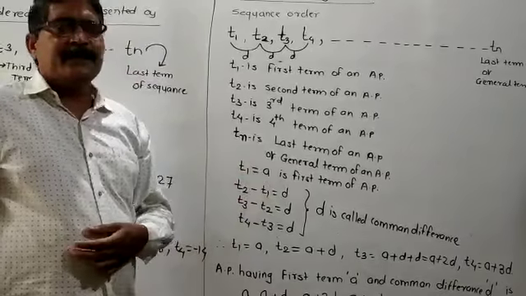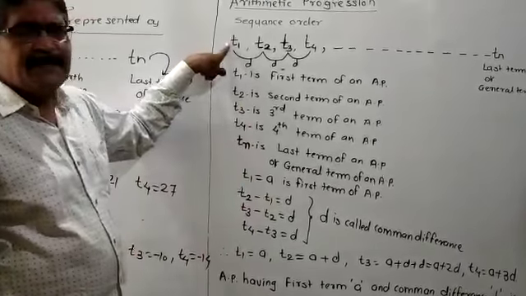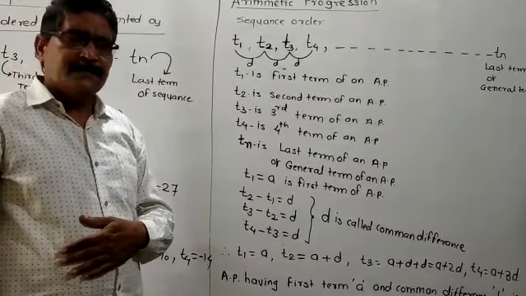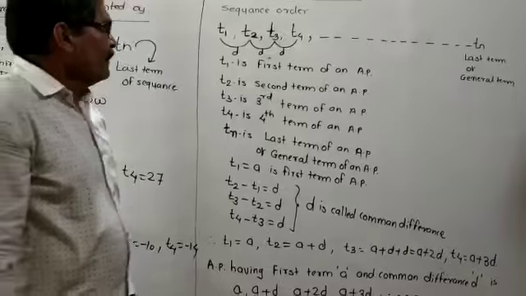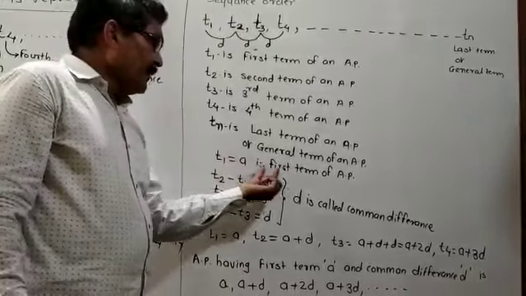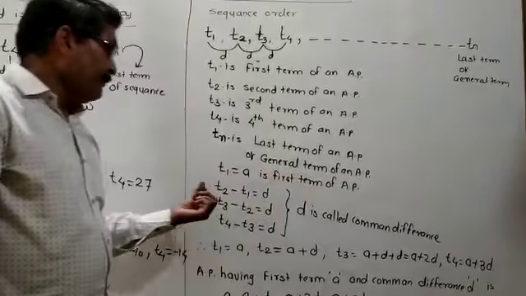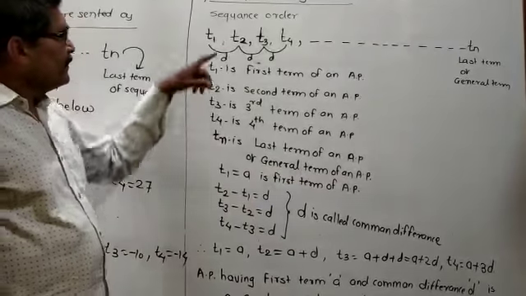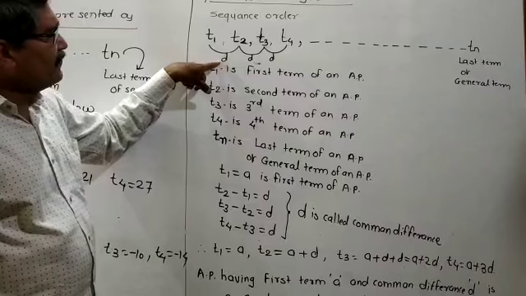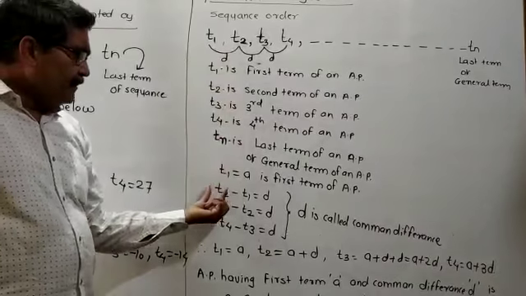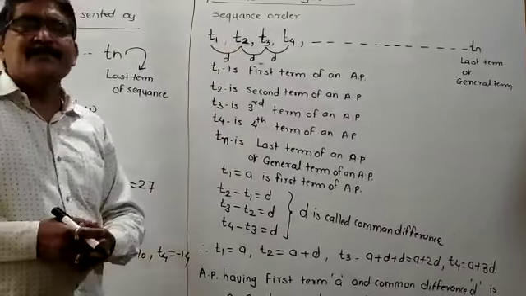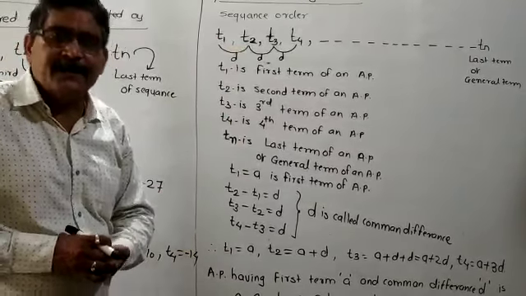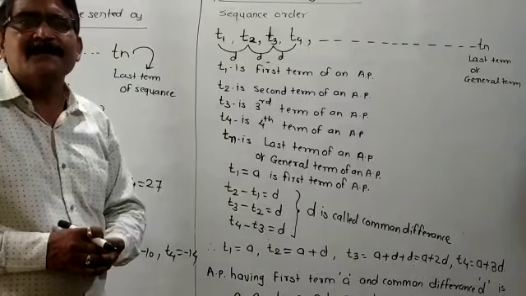T1 is equal to A. This T1 is the same as A. T1 is represented as A. Everybody understand? So if T1 is equal to A is the first term of the AP, then T2 minus T1 is equal to D, because the difference between two consecutive terms is constant, and that one is D. That is called the common difference. Common difference is represented by small d.